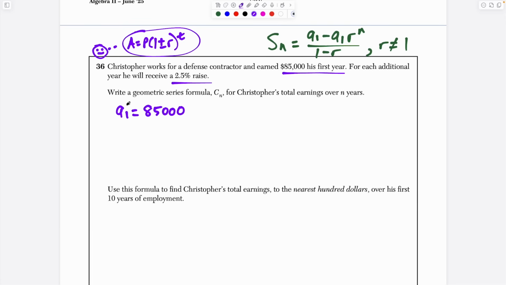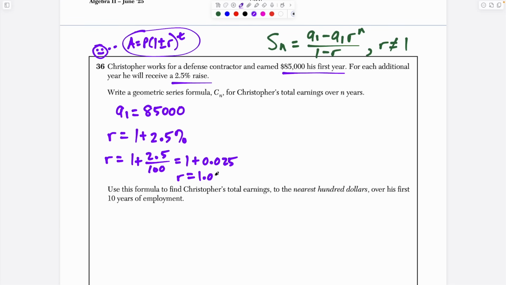When we want to find out what we're multiplying by, we're actually going to take our r value to be 1 plus. Okay, the 1 plus, because he's getting raises, so his pay is going up. So we're seeing here for our geometric series, what are we multiplying by to find his new salary each year? So a 2.5% raise, we would say 1 plus 2.5%. And if I do this, r equals 1 plus 2.5 out of 100, which is the same thing as saying 1 plus 0.025. So this will tell us r is equal to 1.025, okay? But if we want to just get to this step here, we don't have to include this part here. I'll just make space, okay?